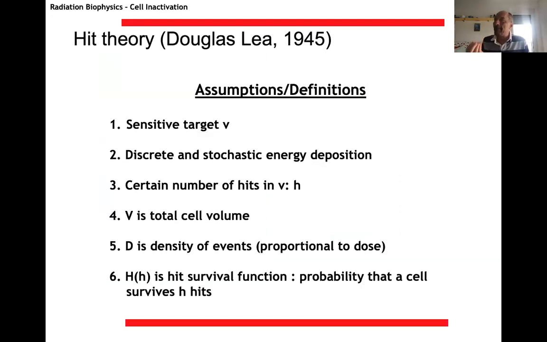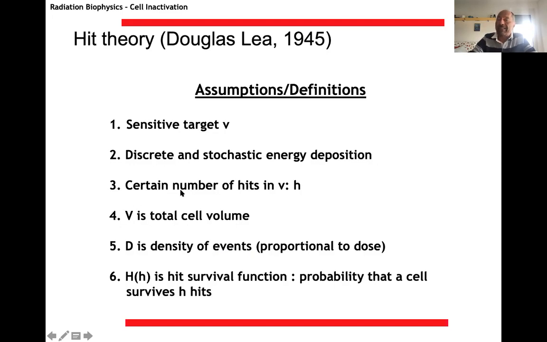The first simple approach of Douglas Lea to radiation biology is the hit theory or target theory. We will see hit and target theory are actually two faces of the same coin. So in the hit theory, you assume that there is a sensitive target, which has a certain volume V, and you assume that there is this discrete and stochastic energy deposition, which is very clear. Now with microdosimetry, we know very well how stochastic the energy deposition events are.